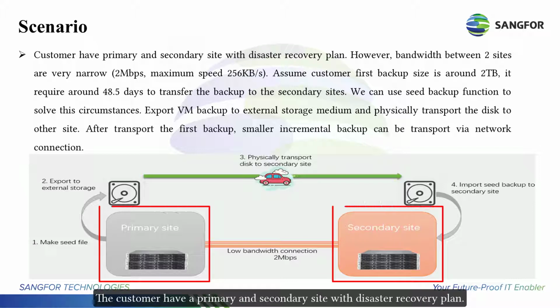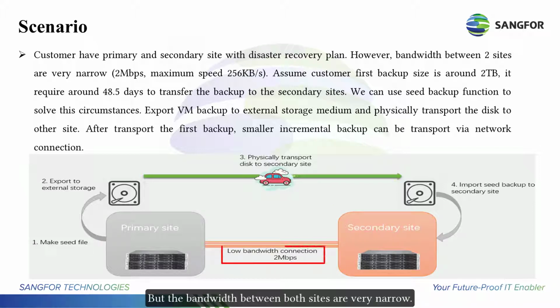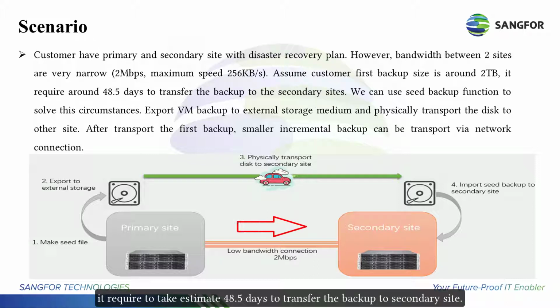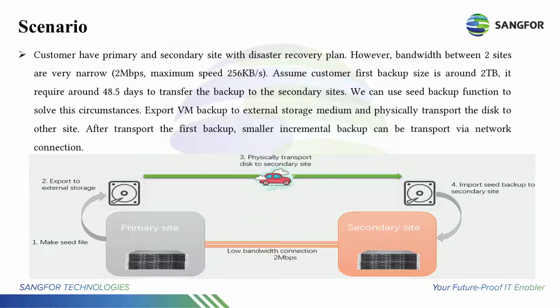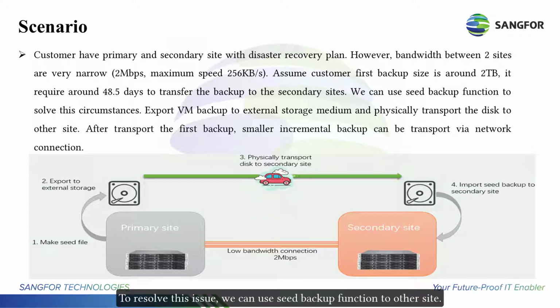The customer has a primary and secondary site with a disaster recovery plan, but the bandwidth between both sites is very narrow. In this example, the link speed is 2 megabits per second, with a maximum speed of 256 kilobytes per second. Assume the customer's first backup size is 2 terabytes; it would take an estimated 48.5 days to transfer the backup to the secondary site. To resolve this issue, we can use the seed backup function to the other site.